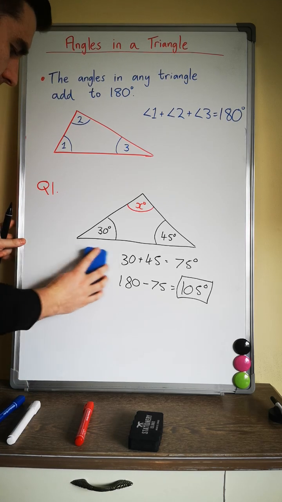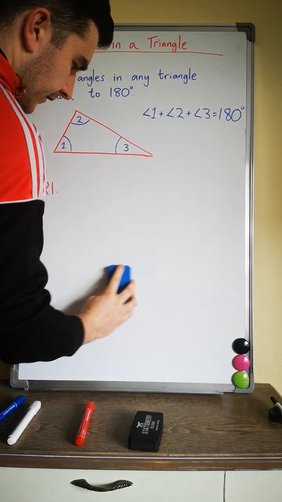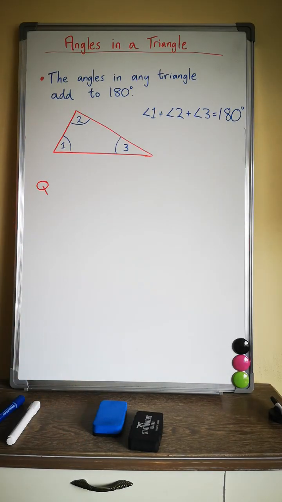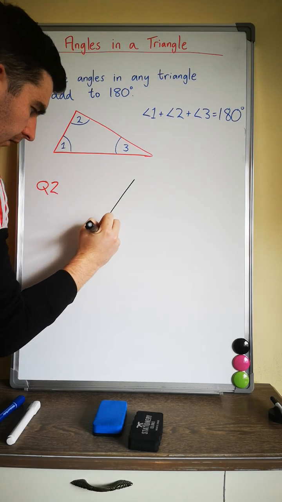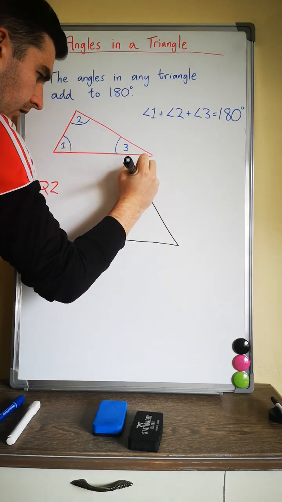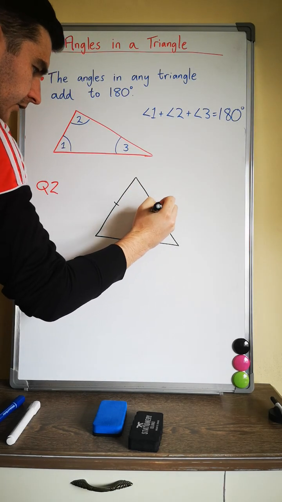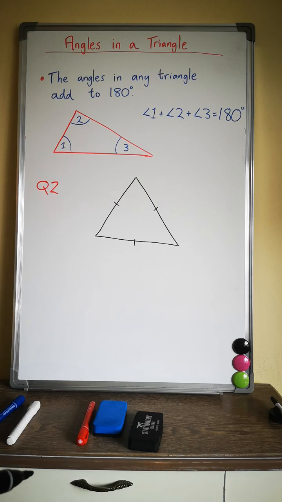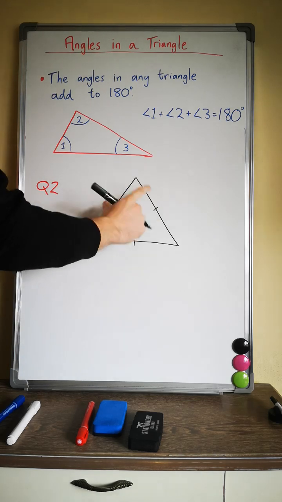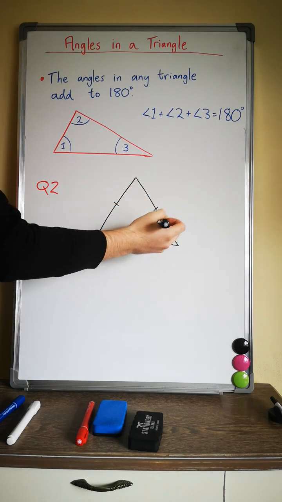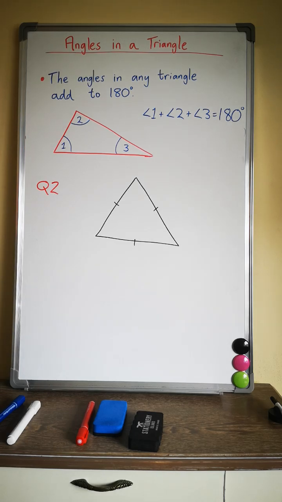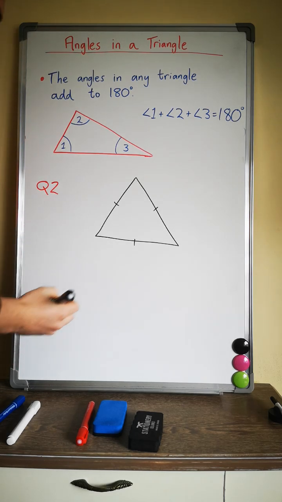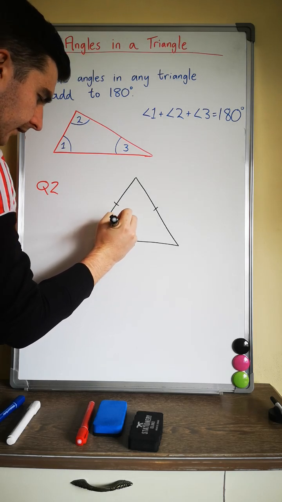One of the other questions you can get, this is going to be question 2, is when you're given a triangle like this. You know from the video the last day that this type of triangle, hopefully you can remember it, is an equilateral triangle. That means all the sides are the same length and all the angles are the same. So if I give you this and I ask you to find what x degrees is.